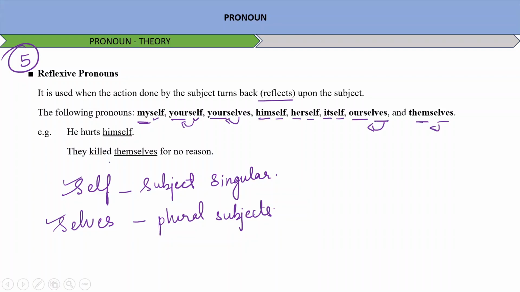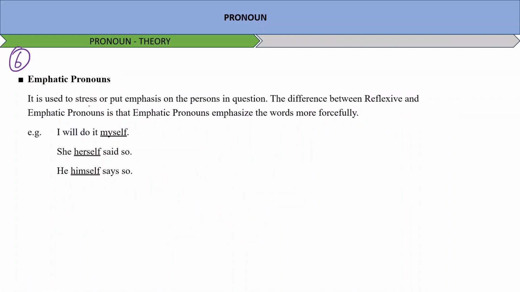Moving on to the next one. What is an emphatic pronoun? An emphatic pronoun is used to stress or put an emphasis on the persons in question. The difference between reflexive and emphatic is that an emphatic pronoun emphasizes the words more forcefully. I will do it myself. She herself said so. He himself says so. You are putting a stress on the person who is in question. Otherwise, emphatic and reflexive pronouns are somewhat the same, and they also take self or selves with them.